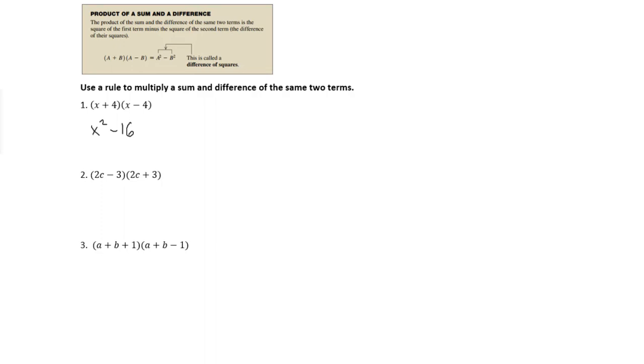Because when we multiply that out, that's x plus 4, x minus 4, gives you, first term, x squared minus 4x plus 4x minus 16. And as you see, that middle cancels out every time when you have a sum and difference. Okay, so first term squared, 4c squared minus last term squared, 9. 2c minus 3, 2c plus 3. That's a sum and difference.